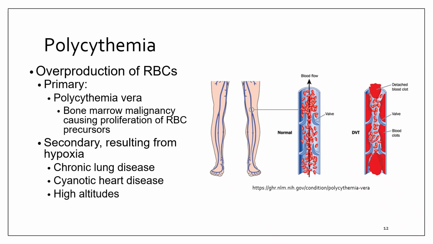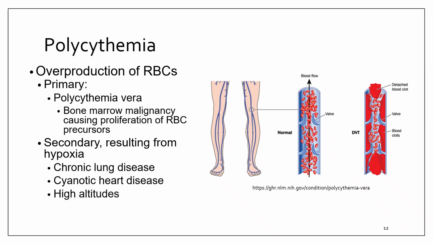Red blood cells are great. Too many red blood cells? Not so great. Thicker blood means slower circulation, increased shear stress, and that means you're at a higher risk for DVTs, pulmonary emboli, stroke, and even myocardial infarction, which is why that image of venous clotting on the side is very important. It's not just decorative.